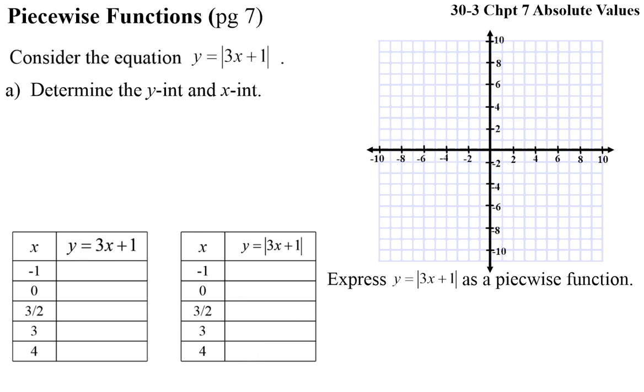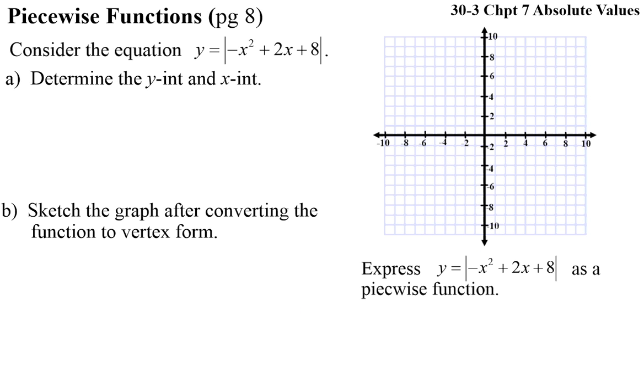A couple more. Not going to worry about this one. Let's go to page 8. y is equal to negative x squared plus 2x plus 8. We have a quadratic. We want to determine the y-intercept and the x-intercept.